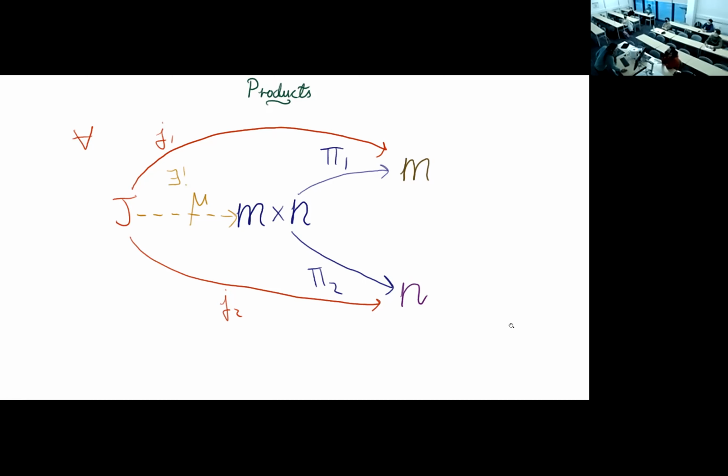So this is saying that the product is like the best one, because if I have any other one, there's a way of encoding it in terms of the product. And mu here would give the way of encoding all the data of J, J1, and J2, encoded in this morphism from J into the product.